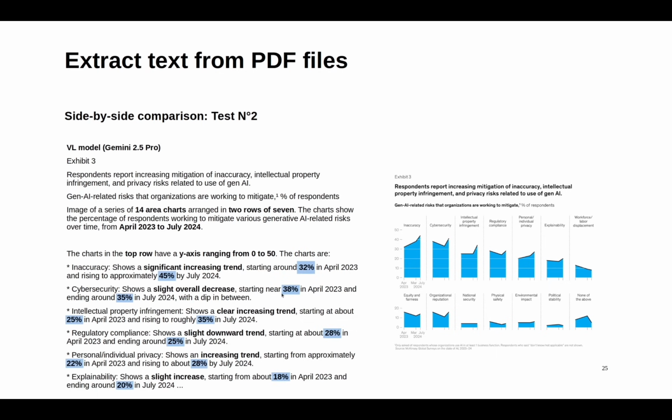One thing I noticed is that in this case, the model started to guess some of the values. I actually think that this is interesting because the guesses weren't bad. Let's look at the inaccuracy line plot. The model estimated that the values should be 32% and 45%. If we look at the first points, you can see that it is higher than 30 and it is close to 32%.